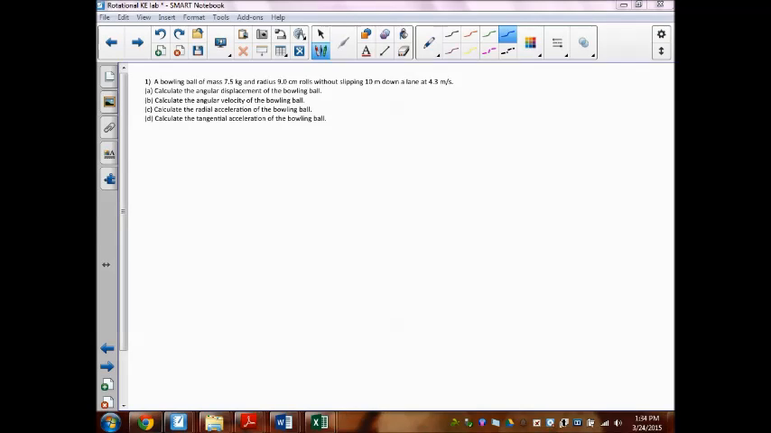Okay, let's walk through this rotational motion review together. The first problem says a bowling ball of mass 7.5 kilograms with a radius of 9 centimeters rolls without slipping 10 meters down a lane at 4.3 meters per second.